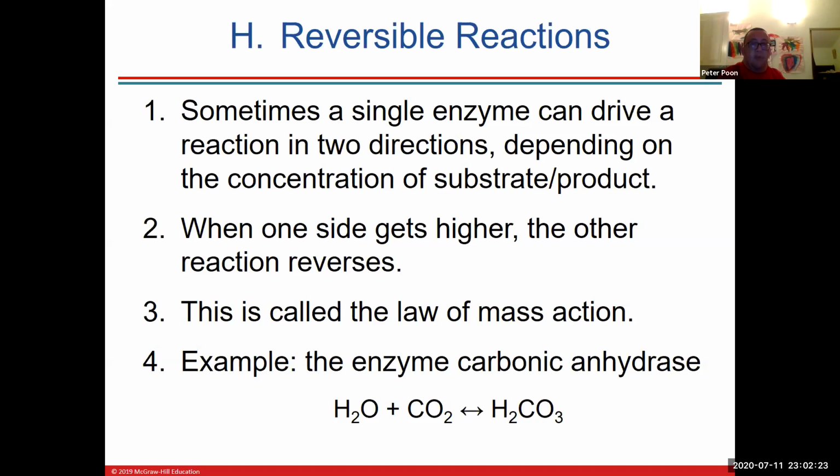Sometimes a single enzyme can drive a reaction in two directions depending on the concentration of substrate and product. That's called Le Chatelier's principle, actually. If you get more A, you automatically make B. If you get more B, you automatically make A. It's kind of weird.